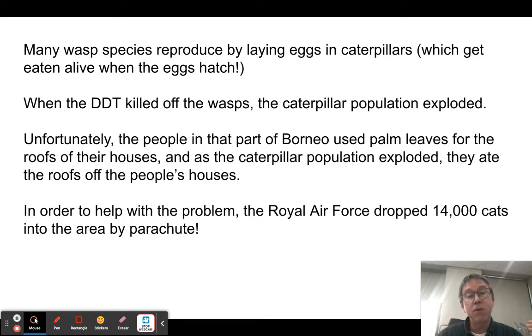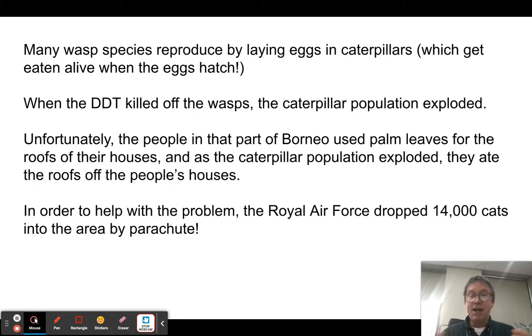And well, the way most wasp species operate is when it's time to reproduce, they lay a single egg in a caterpillar, an insect larva. And then a day or two after it plants that egg in there, it hatches and it begins to eat the caterpillar alive, right? So you're basically giving your baby food by putting it directly into this caterpillar. Well, now that there aren't any wasps, the flying insects died. They weren't laying eggs in the caterpillars.